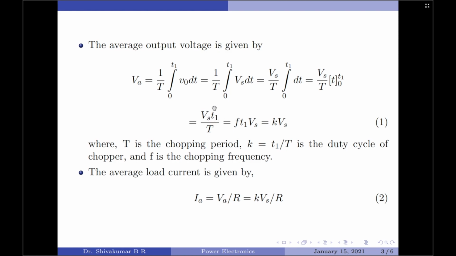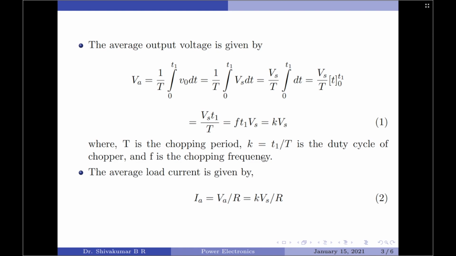So, the average output voltage will be Vs multiplied by T1 divided by capital T. Now, we know that capital T is the period, which is the inverse of the chopping frequency f. So, I can rewrite this as f into T1 into Vs. Also, we have previously discussed that T1 divided by capital T is nothing but the duty cycle. Therefore, the average output voltage can also be written as k, which is the duty cycle, multiplied by the supply voltage. Now, having found the average output voltage, we can very easily find the average output current as the average output voltage divided by R.